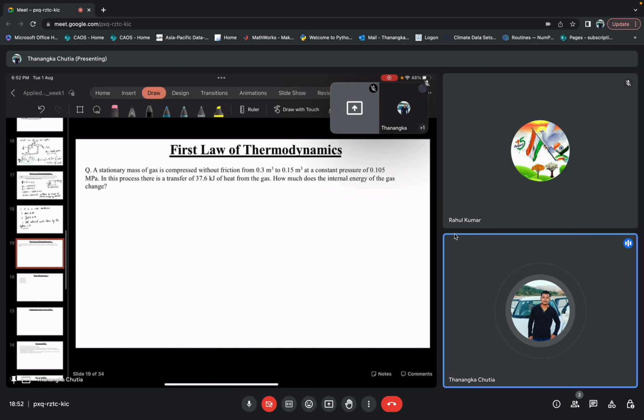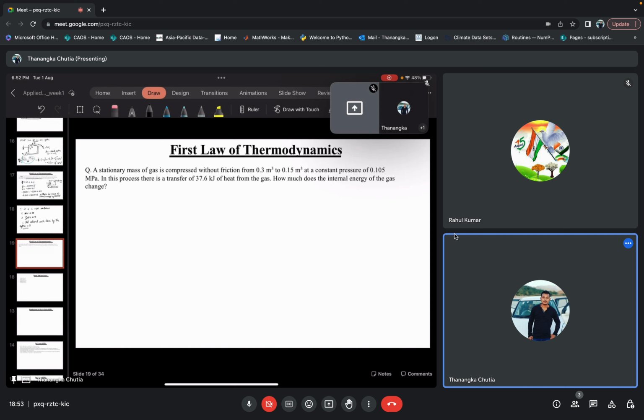Okay, let us go to the next question then. A stationary mass of gas is compressed without friction from 0.3 meter cube to 0.15 meter cube at a constant pressure of 0.105 megapascal, and in this process there is a transfer of 37.6 kilojoule of heat from the gas. How much does the internal energy of the gas change?